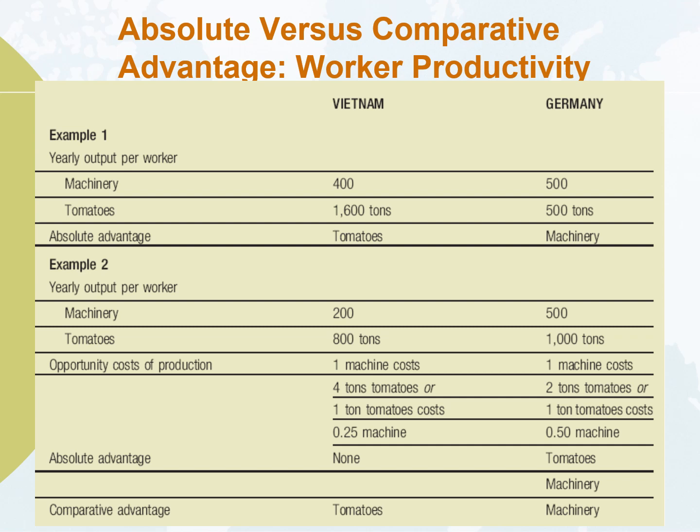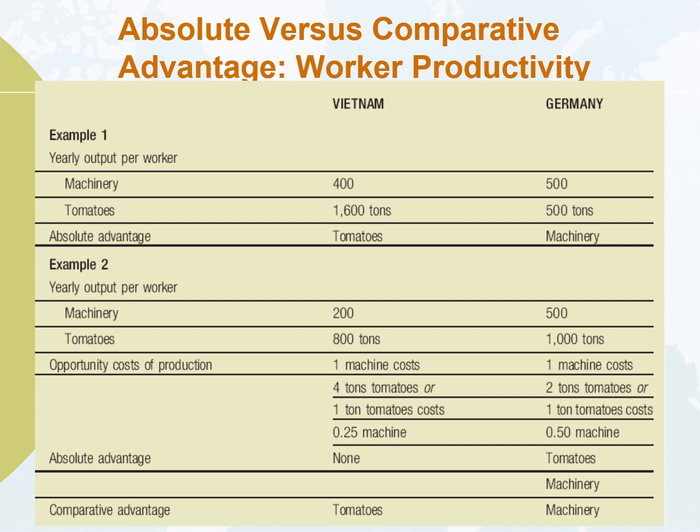Right? Obviously, you can see that the Vietnamese worker has an advantage in producing tomatoes because he or she is more productive, right? 1,600 compared with 500 for Germany. The German worker, on the other hand, has an advantage in producing machines because he or she can produce 500 machines versus only 400 for the Vietnamese.